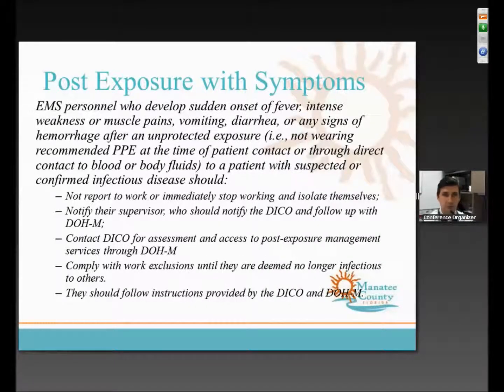EMS personnel who develop sudden onset of fever, intense weakness, or muscle pains, vomiting, diarrhea, or other signs related to these diseases should not report to work and should immediately stop working and isolate themselves. They notify their supervisor and notify the designated control officer for assessment and further follow-up and post-exposure services. Comply with work exclusions until they are deemed no longer infectious to others, and follow the instructions of the Department of Health.